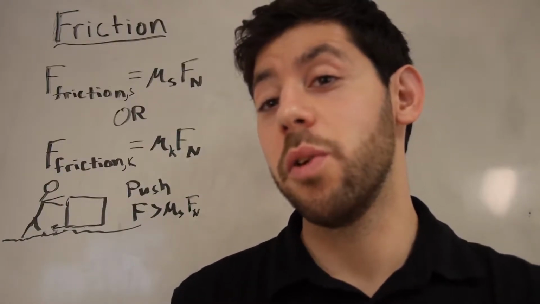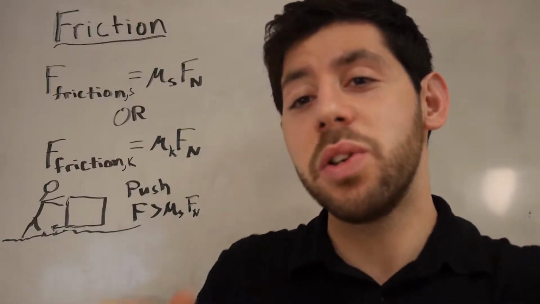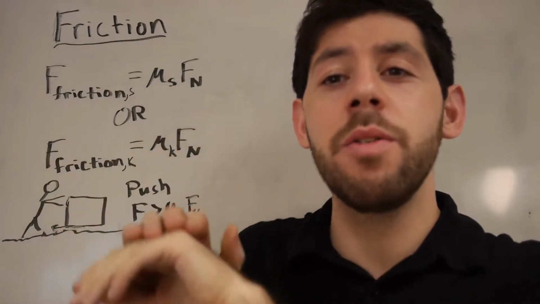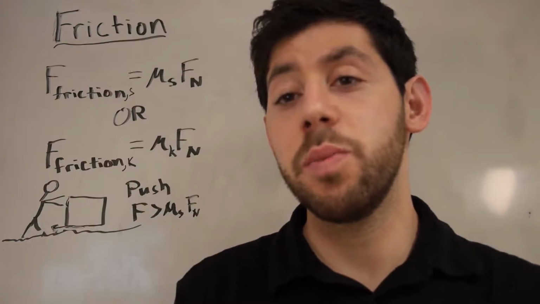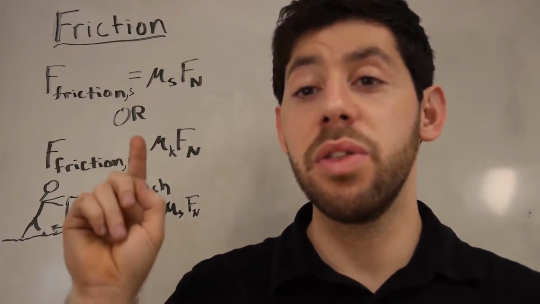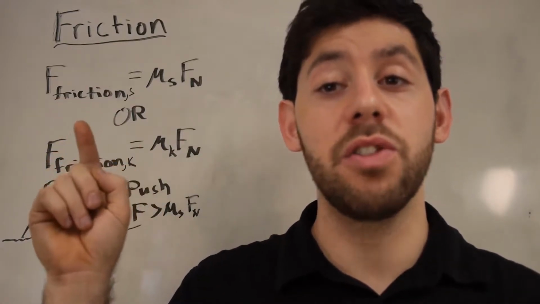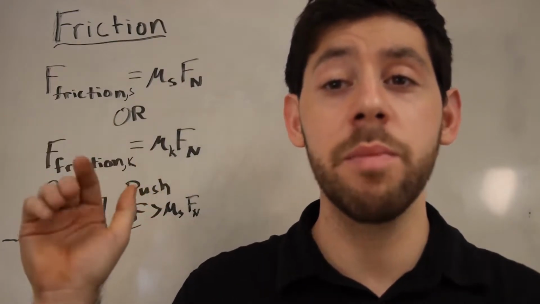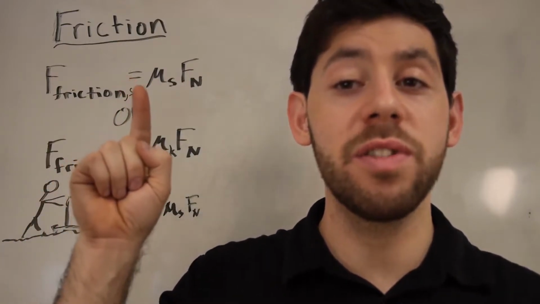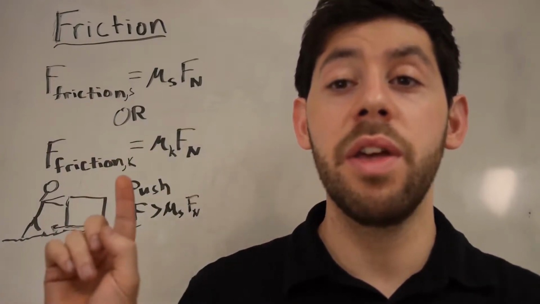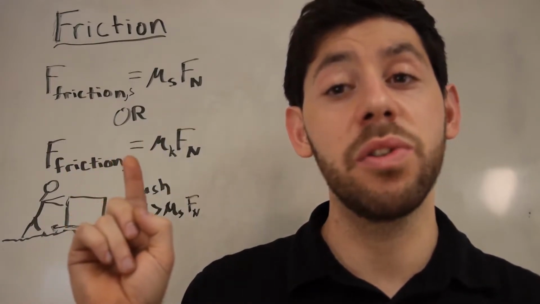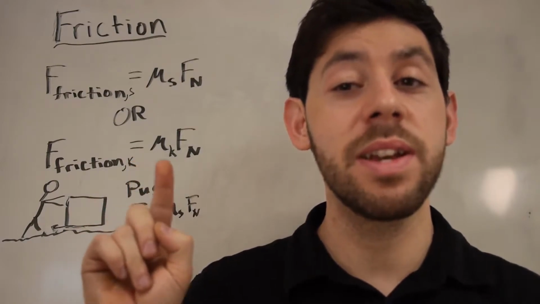Okay, so frictional force. Frictional force acts when two objects are rubbing on each other, and it always acts parallel to the surfaces. There are two kinds. There's static friction. The static friction force is when the objects aren't moving, and it's equal to the coefficient of static friction times the normal force. And when the objects are moving, then kinetic friction acts, and that's equal to the coefficient of kinetic friction times the normal force.